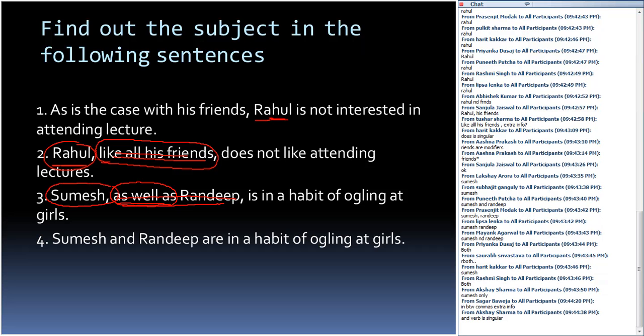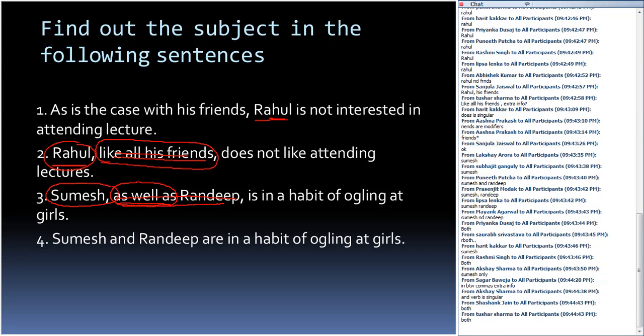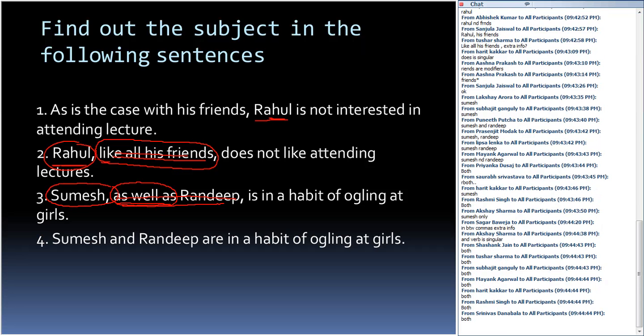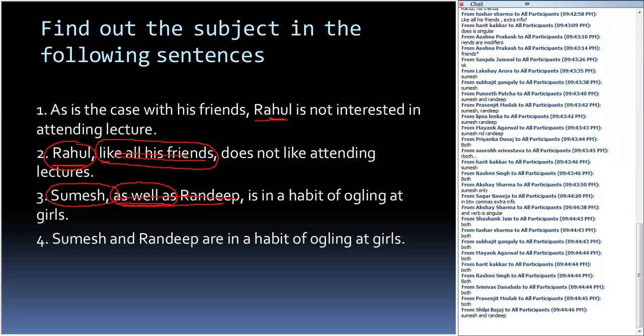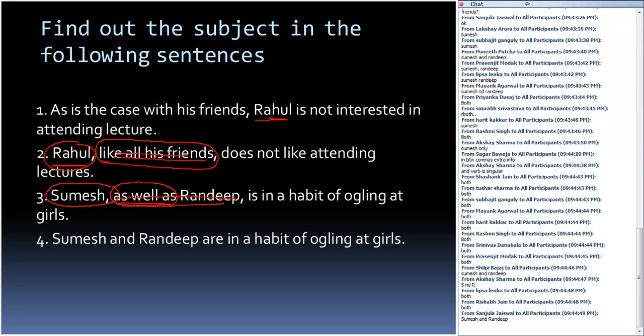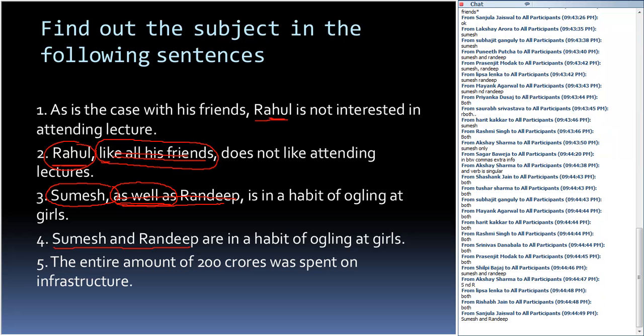Number four, Sumesh and Randeep are in the habit of ogling at girls. Subject. Both. Very, very good. Both. Very good. दोनों के दोनों. Sumesh and Randeep. Good. So you're talking about both. The entire amount of 200 crores was spent on infrastructure.